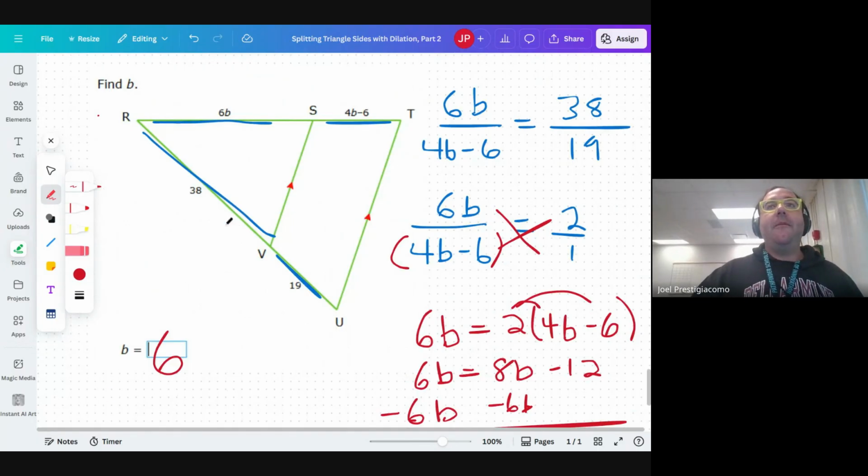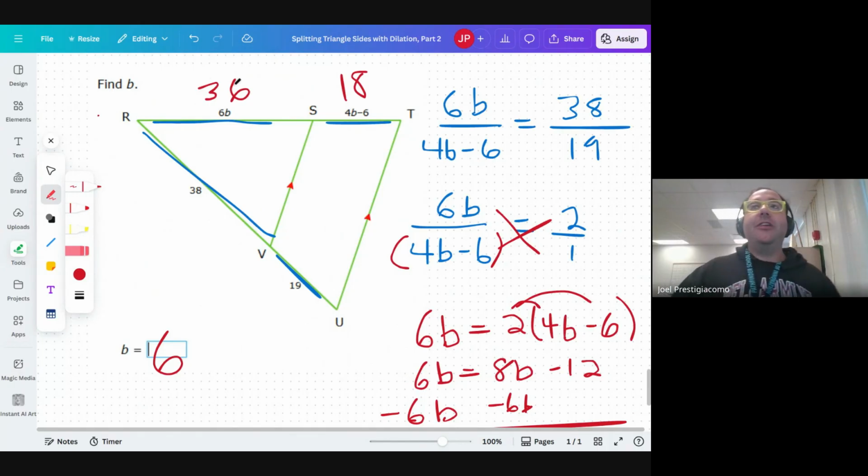And we can finally check our answers here. If we plug 6 in for b, and another 6, we're going to get 36 here. And this is going to be 24 minus 6, which is 18. That's going to hold the same ratio, 2 to 1.